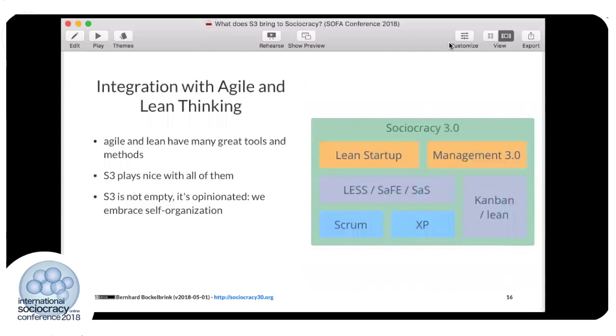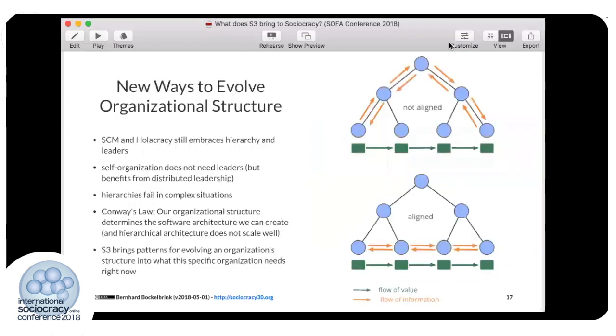And we have S3 integrated with Agile and Lean thinking. There's a lot of Lean methods and tools out there, and S3 plays nice with all of them. So it's not an empty method. It embraces the idea of self-organization and complexity theory. And you can even use S3 to implement other agile methods in your organization. It has patterns for that.